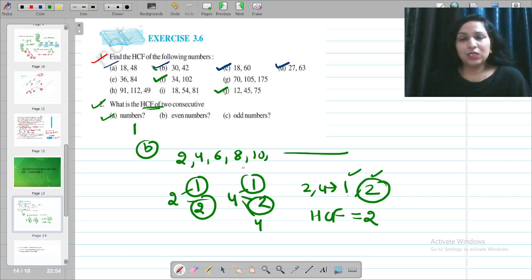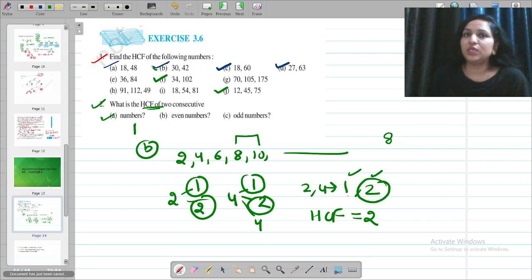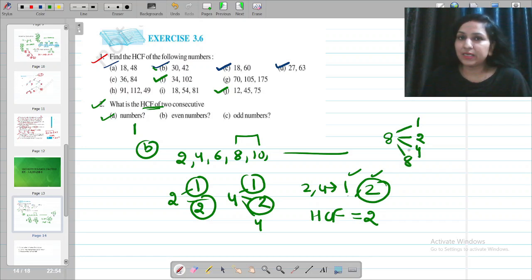Let me take another combination. Let us find all the factors of 8. I am picking this pair so that you can understand it holds true for any combination of two consecutive even numbers. Factors of 8: 1, 2, 4 and 8. These are the factors. Now, factors of 10: 1, 2, 5 and 10.